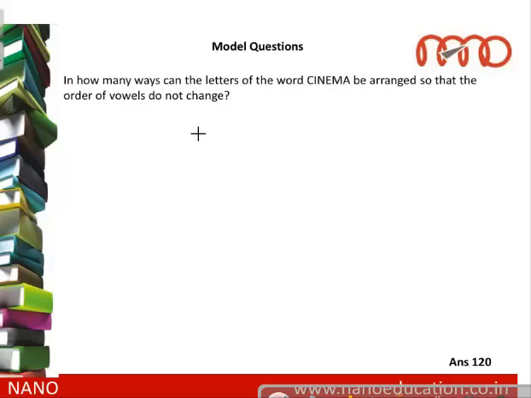In how many ways can the letters of the word cinema be arranged so that the order of the vowels does not change? What are the vowels there? I, E and A. C, N, M are the consonants.